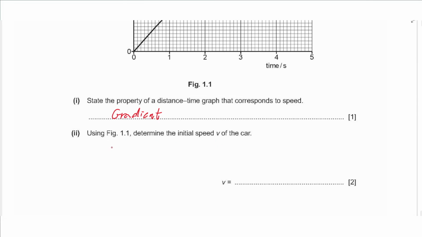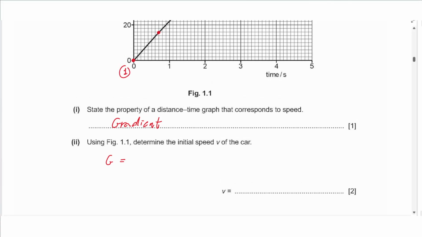So we use the equation for gradient, y2 minus y1 over x2 minus x1. We can use this point here as point 1, 0 and 0. We can also use this point which is at 16 and 0.7. So we can use these numbers as 16 minus 0 over 0.7 minus 0. That would give an approximate answer of 23 meters per second for speed.